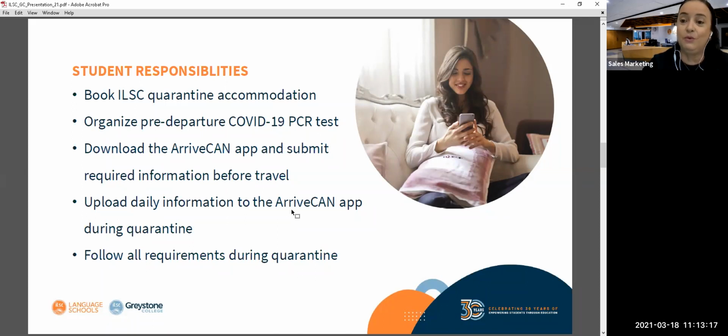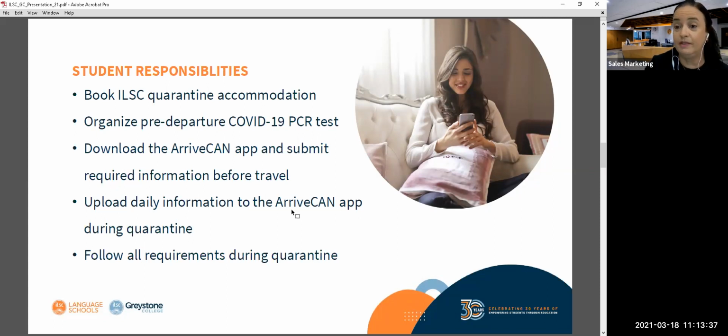Okay, so you cannot leave your room. Even if you're staying in a hotel, it's important for you to know that you cannot use the facilities of the hotel. You need to stay in your room. We're going to tell you exactly what our package includes and what your responsibilities are. So it's really important to understand that.